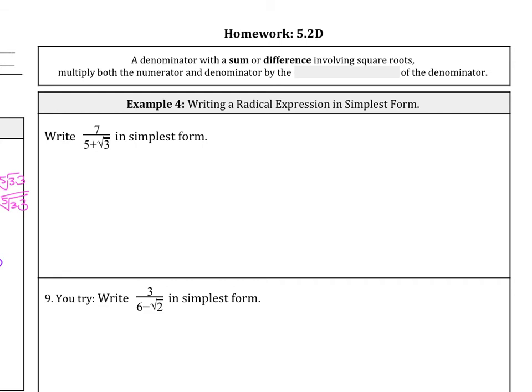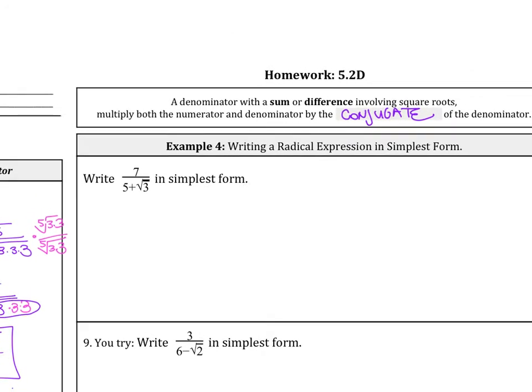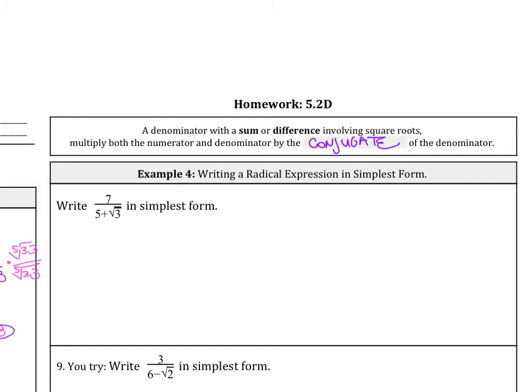Now we're going to look at some denominators with the sum or difference involving square roots. So here are our examples. So notice there are square roots, but we just have a number with it. So we have to deal with these a little bit differently. So a denominator with the sum or difference involving square roots, we have to multiply both the numerator and denominator by what's called the conjugate of the denominator.